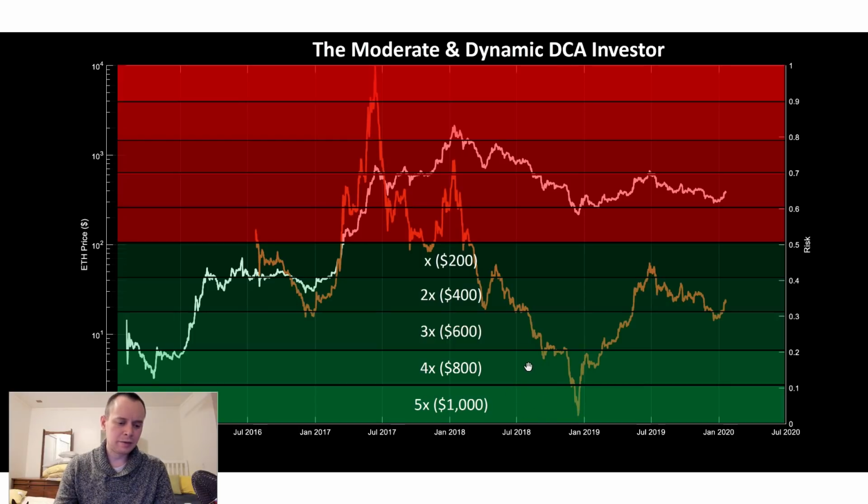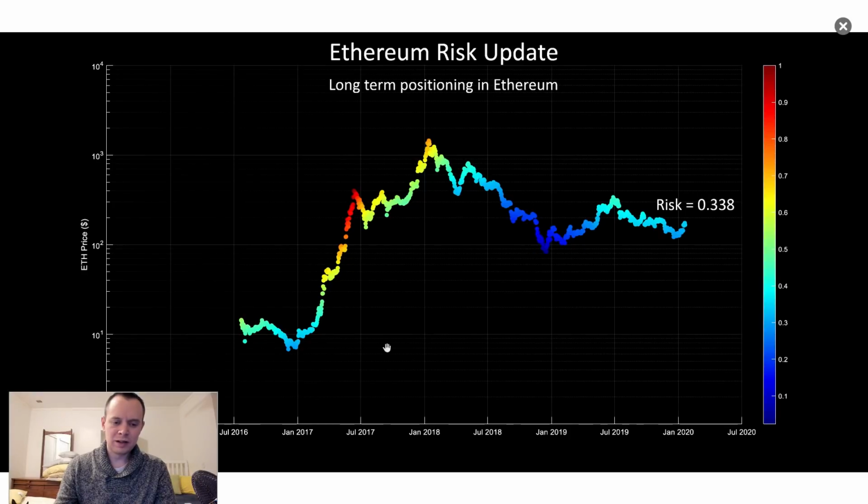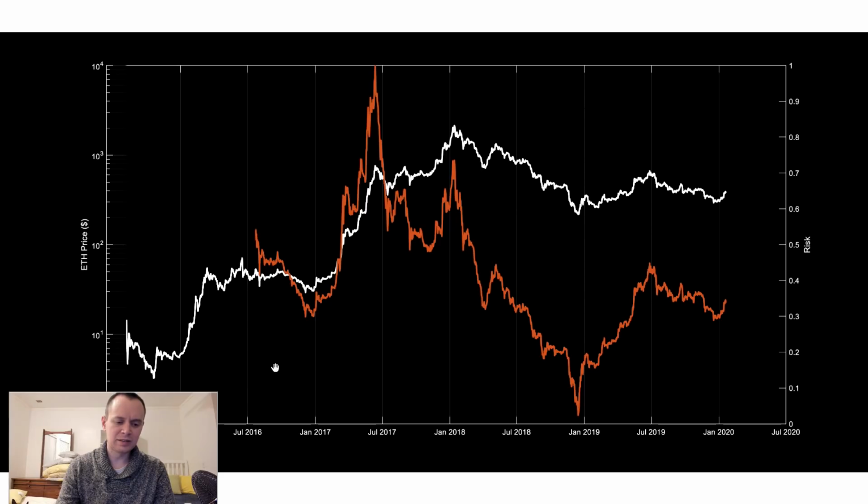Now I should point out that the lowest price obviously does not always correspond to the lowest risk. I mean, if I just go back to this over here, the price here is significantly lower than it was over here, but yet the risk was higher here. So obviously you can't just correlate the price to the risk. It's how it gets to that price and how quickly it gets to that price.